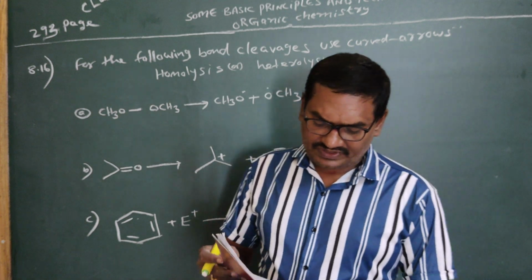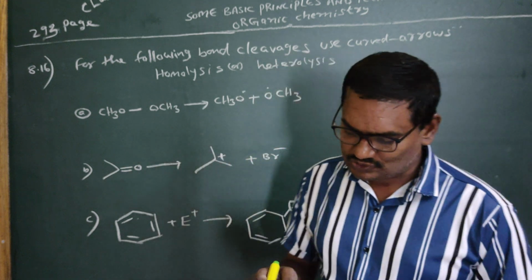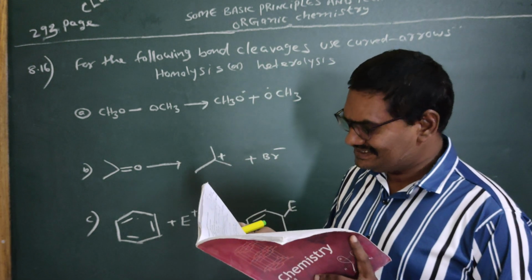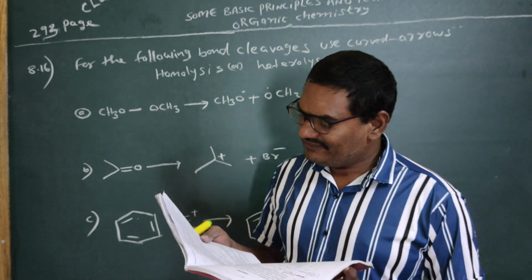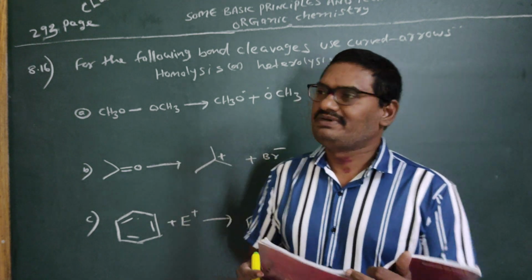8.16. For the following bond cleavages, use curved arrows to show the electron flow and classify each as homolysis or heterolysis. Identify the reactive intermediate produced as free radical, carbocation, or carbanion.